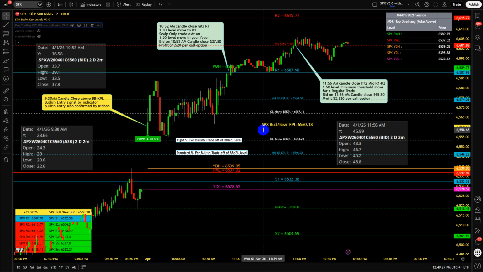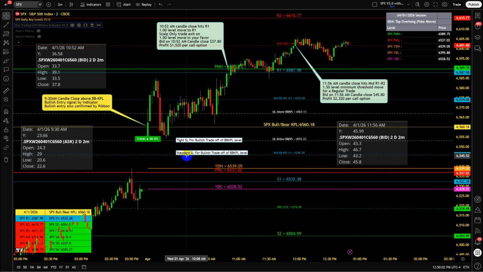The stop loss on this trade is going to be either the tight stop loss or the standard stop loss. The tight stop loss on this trade is the indicator's QL level below the level that you're taking the bullish trade from, in this case the bull bear KPL. So the tight stop loss is the QL level below the BBKPL. The standard stop loss is going to be the first midpoint level below the level you're taking the trade from, the bull bear KPL. So the first midpoint level below is this mid BBKPL S1. That is your standard stop loss.